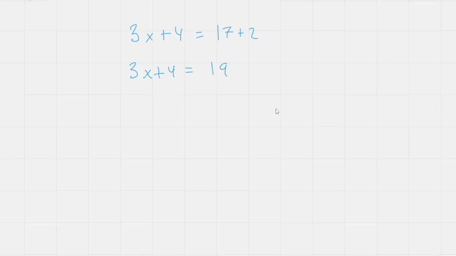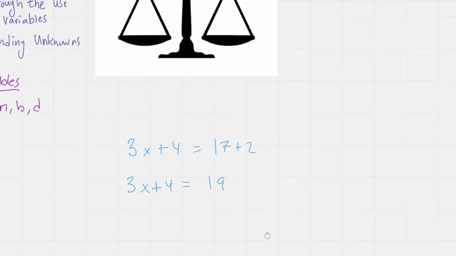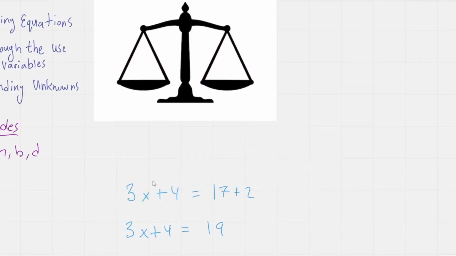Now, just like I did before, according to my scale, I have a plus 4 here. So to get rid of the plus 4, I'm going to subtract 4 from the left side. If I subtract 4 from the left side, I subtract 4 from the right side. So it becomes 3x plus 4 minus 4 is equal to 19 minus 4. So what's left is 3x is equal to 19 minus 4, which is, not 13, 18 says, 15, okay?